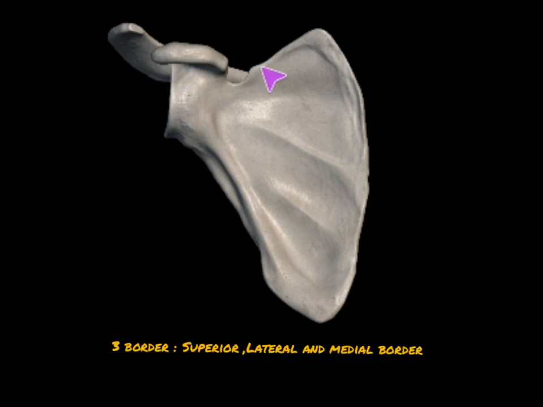There are three borders. They are the superior border, the medial border, and the lateral border. Okay, there are three borders. With this, we have completed many things.